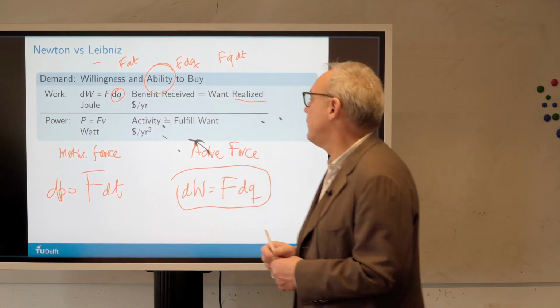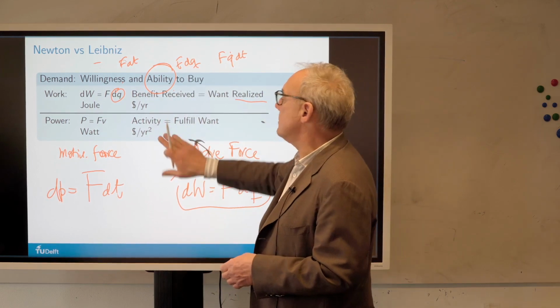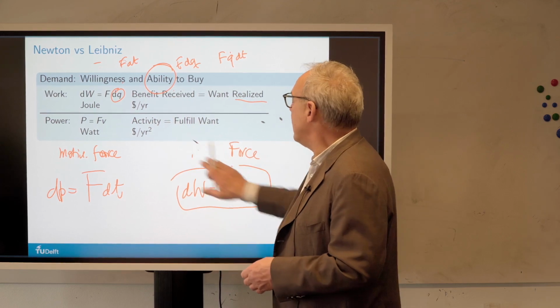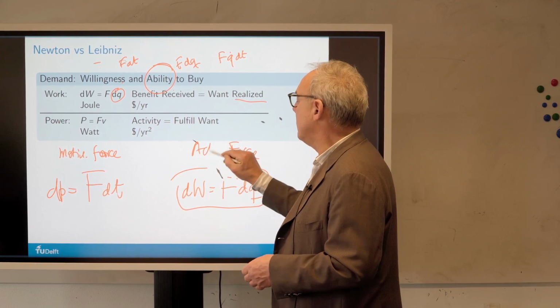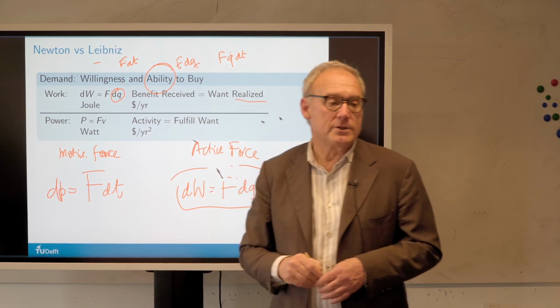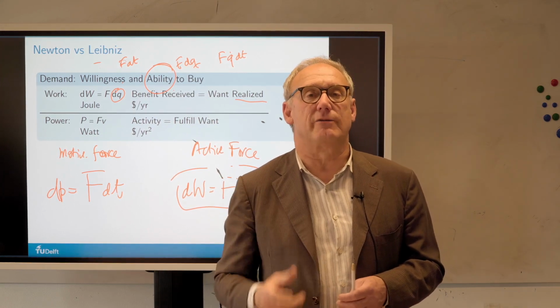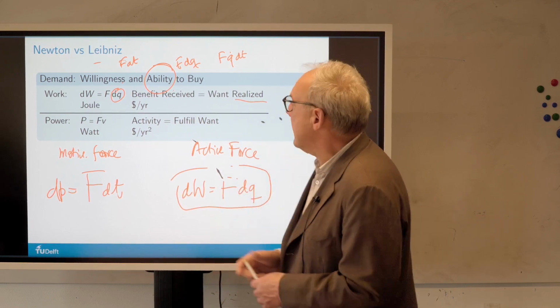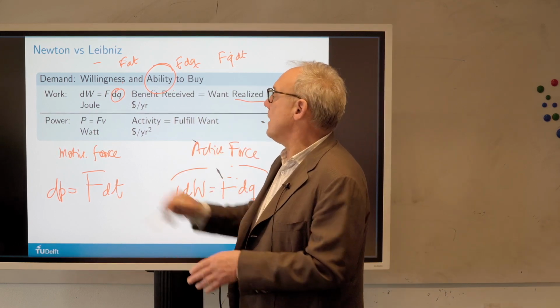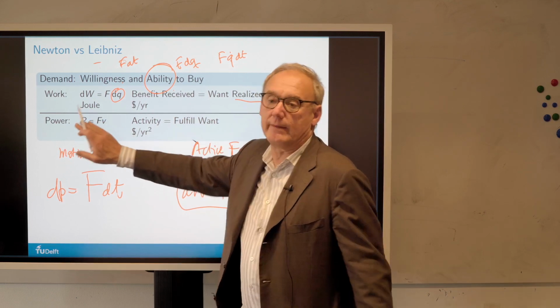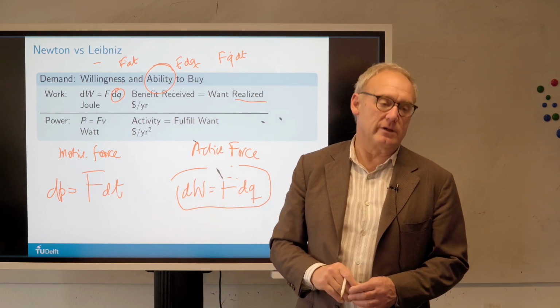Now, an old word for activity, for power, came from Leibniz's idea of the vis viva. So economic activity is the satisfaction of your wants. That is exactly fulfilling these wants, and that is done by multiplying by the flow of the goods.